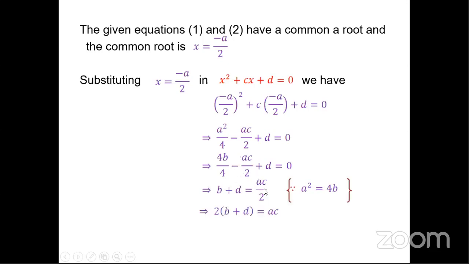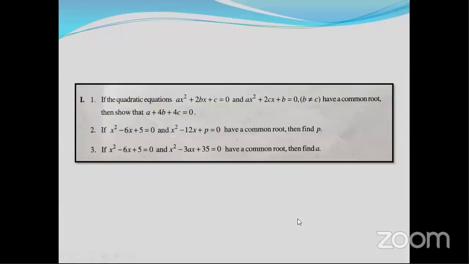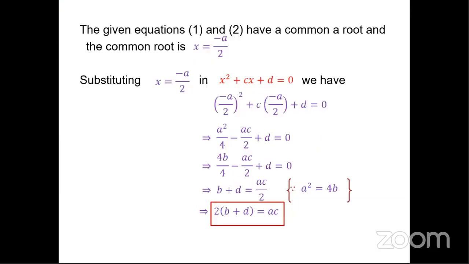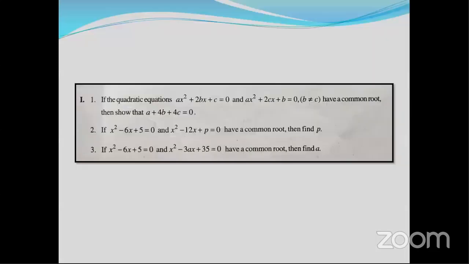Now, see, you are getting this equation because a square is equal to 4b. This is from equation number 3. So you need to quote that. Whenever you are taking some reference, that reference should be written just beside the step. Right, we'll go for cross multiplication, children. So you will have 2 into b plus d is equal to ac. This is the condition that is required. So based on this common roots condition, we have seen 2 different problems. Based on this, you will have some practice questions. Please take a screenshot.